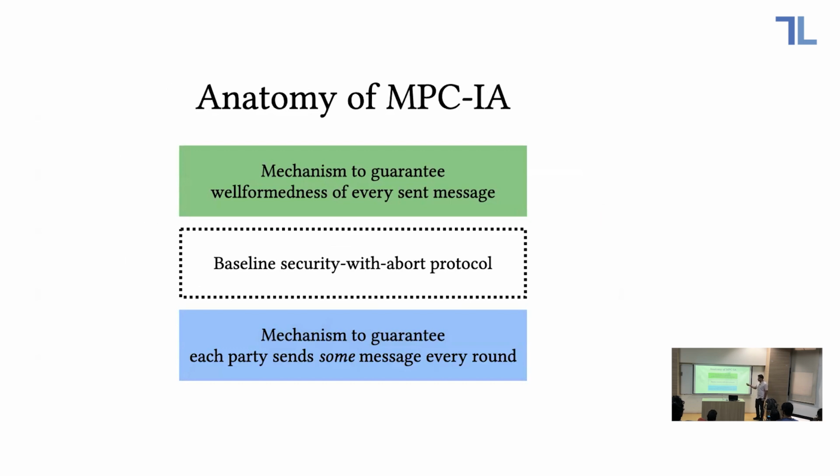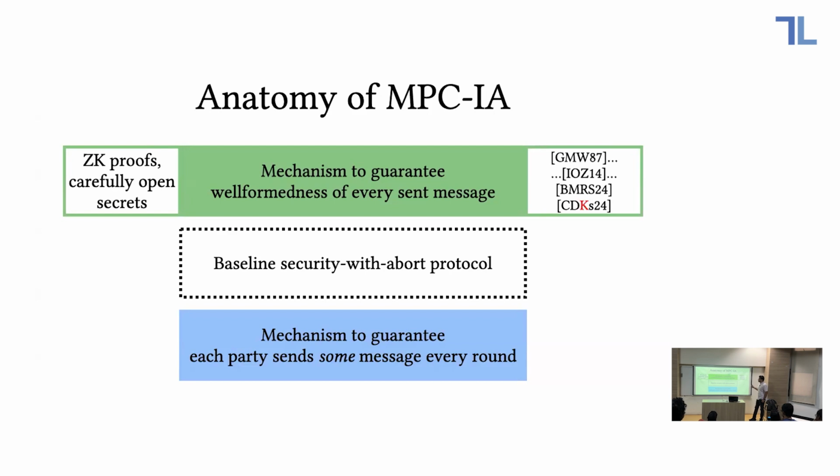So this kind of does it, right? You're assuming that everybody sends a message in every round, which is guaranteed over here. Every message is guaranteed to be well formed, which is over here. And if the message is well formed, then the baseline protocol gives you privacy or whatever notion of security. So this is kind of a recipe for achieving identifiable abort.